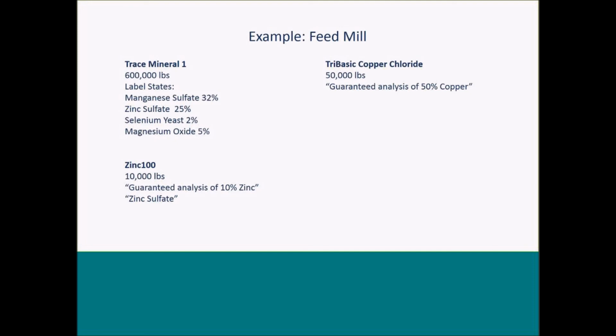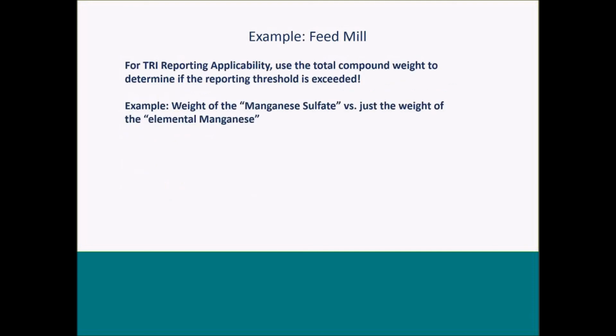Because again, when it comes to reporting applicability determination, you may trip the 25,000 pound threshold. For a feed mill, it's generally under the processed categories, which is 25,000 pounds. You may trip it based on the weight of the compound, but you may not necessarily trip it based on just the weight of the elemental copper itself. And I'll give you an example of that here.